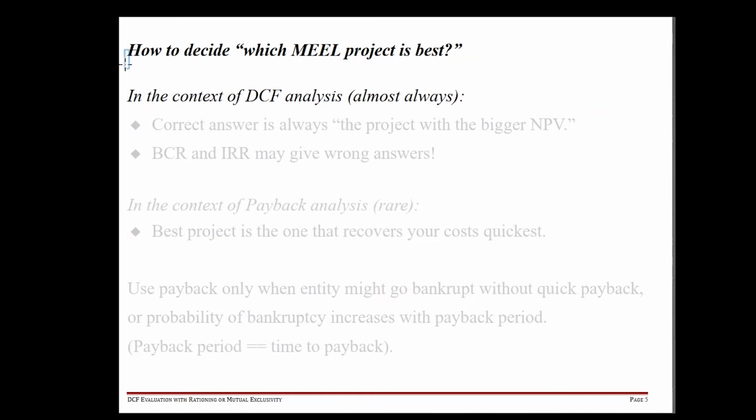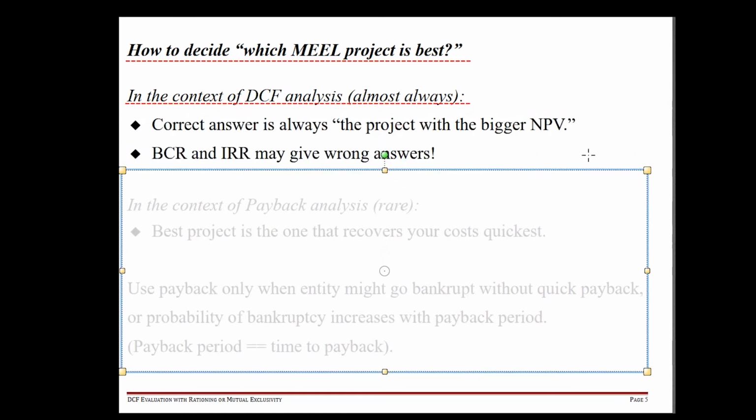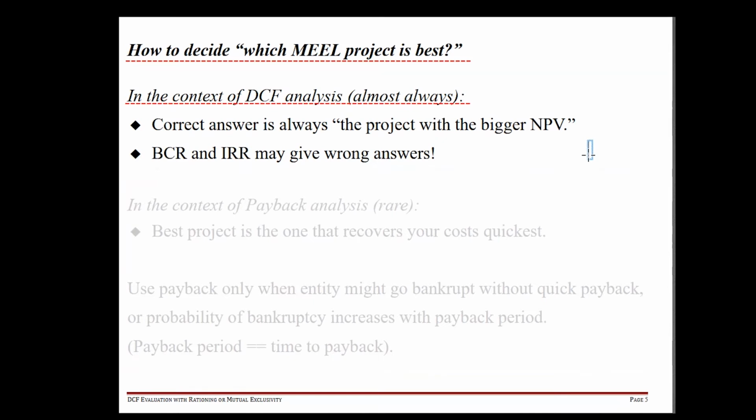So now, in general, under all circumstances, how are we going to determine which mutually exclusive equal length project is best? And we looked at this in two contexts. The first was our normal context, almost always, where we're using our DCF methods, we're using our time value techniques, we're considering compounding, all that jazz. And in that case, the correct answer is always, for mutually exclusive equal length projects, the project with the bigger NPV. Why? Because that's the project that maximizes the increase in our wealth. And we noted that BCR and IRR may give you the wrong answers. So you really have to use the NPV method.